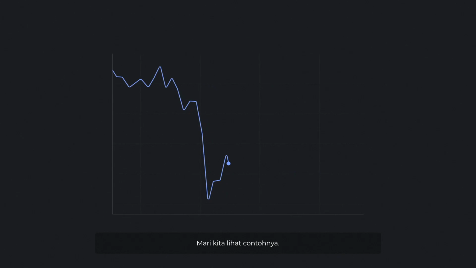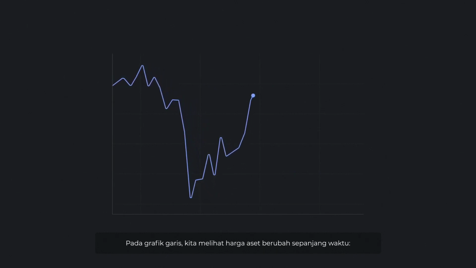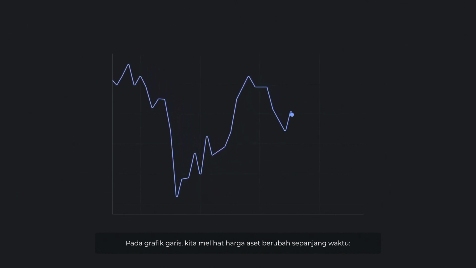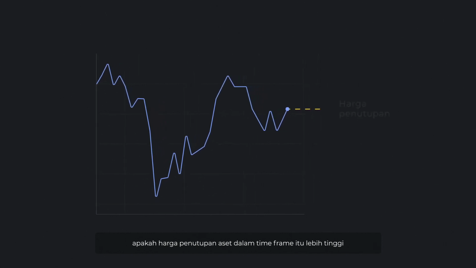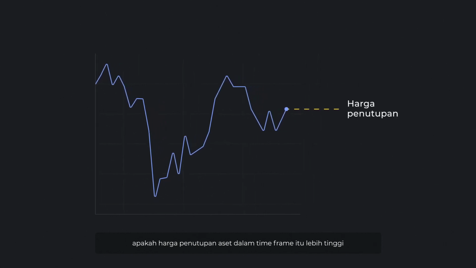Let's look at an example. On the line chart, we see that the asset price was changing all the time. At first we observed a decline in the price, followed by a rise. At the end of the stretch we see the price started falling again. But will it continue? To make a more accurate forecast, we should understand if the asset's closing price in the time frame was higher than the initial opening price, but the line chart does not register this information.